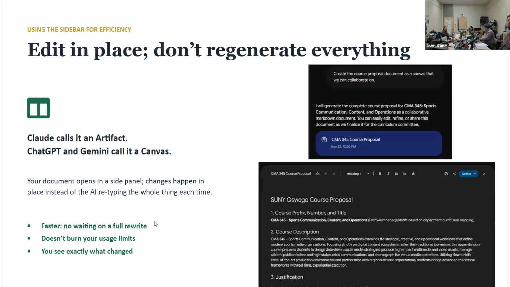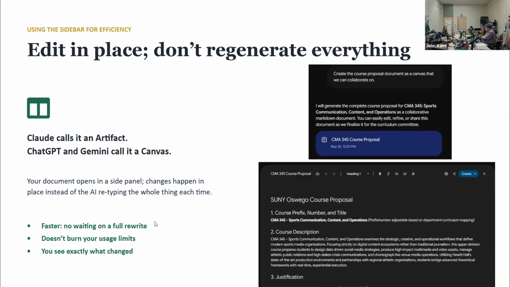So in my case here, this is actually on the right side from Gemini. This was during that Google presentation that we did at Lanigan a little while back, where they were asking us to try things out. And I said, all right, I'm going to create a fictitious course proposal. It kept spitting out a full course proposal to me in the chat every time I asked for a little change in a single sentence. So again, it won't do this on its own. I had to go and say to it, create the course proposal document as a canvas that we can collaborate on. Then it finally did.